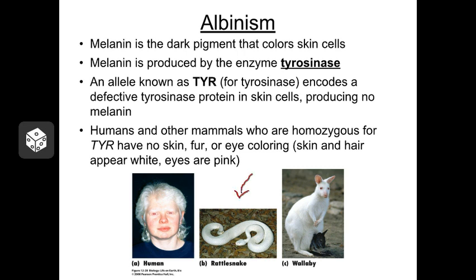Animals with albinism are most commonly seen in zoos, and you can probably guess the reason for that. Look at this rattlesnake. If this rattlesnake were crawling around outside in the leaves, it would be pretty easy pickings for a big bird. But you see these animals in zoos a lot because they're pretty easy to breed for, and they look interesting. They draw a lot of attention.